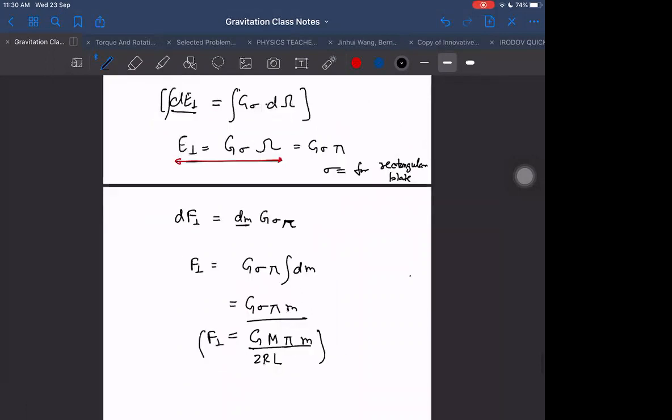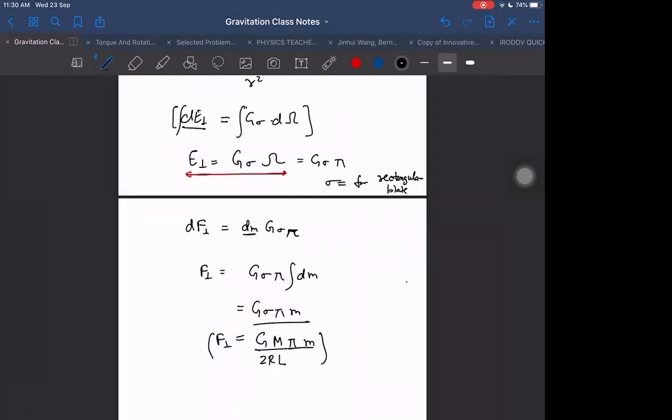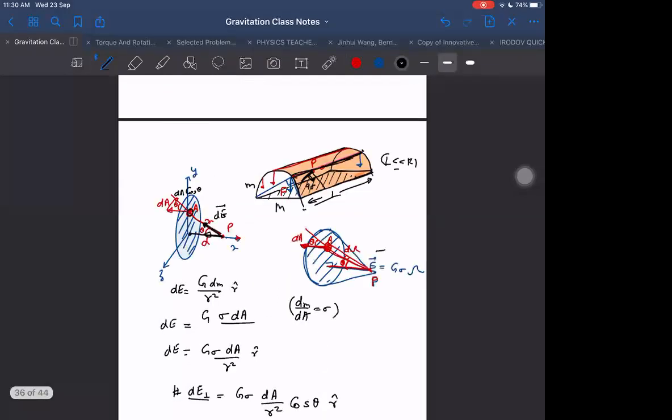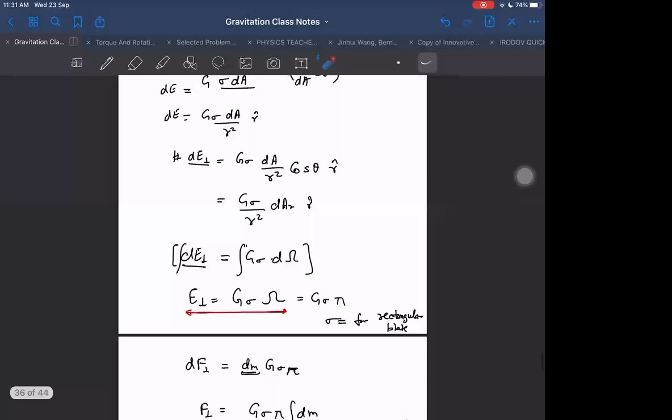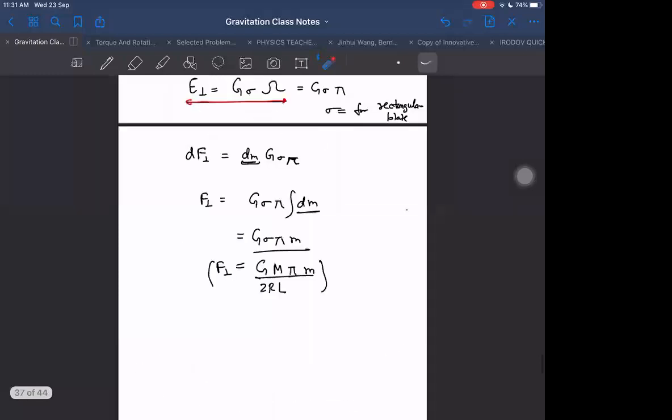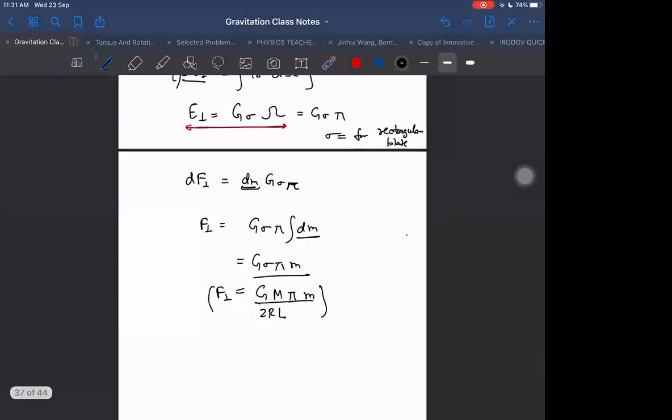Sir, capital M will be the curved surface, not the small one. What are you doing? My God. This dm was for the rod. We were finding the rod element. We were finding the field at this point P, due to the rectangle. If we find the field at point P due to the rectangle, then I have to multiply by the mass present at that point P. That mass is dm, the mass of the rod element.